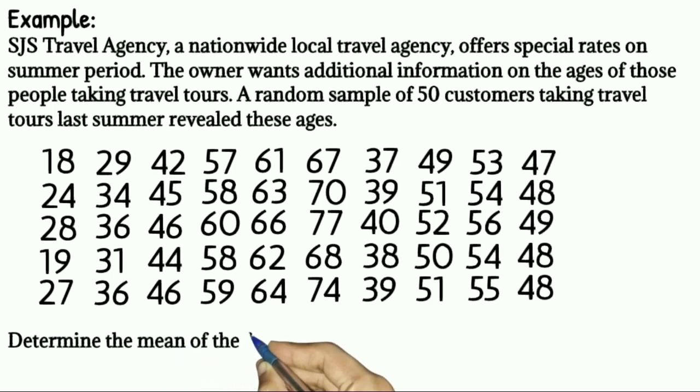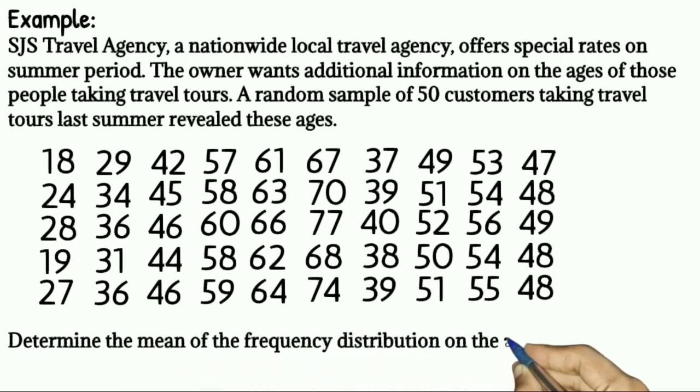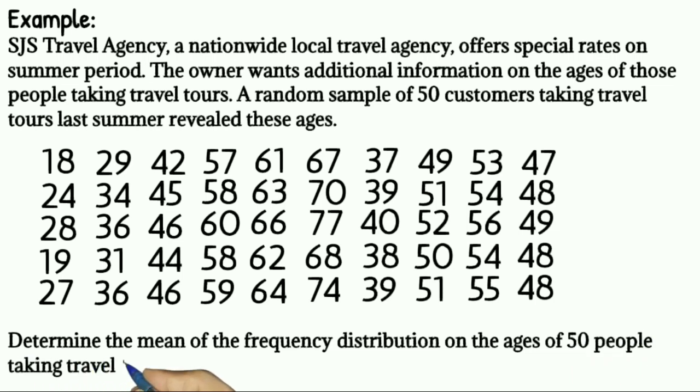Determine the mean of the frequency distribution on the ages of 50 people taking travel tours. The requirement is to get the mean of the frequency distribution, at ang ibig sabihin nun is to get the mean for grouped data. Since dito sa ating problem, sinabi dito na random sample of 50 customers, that means we will get the sample mean for grouped data.